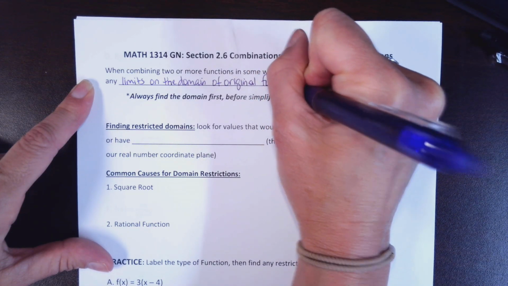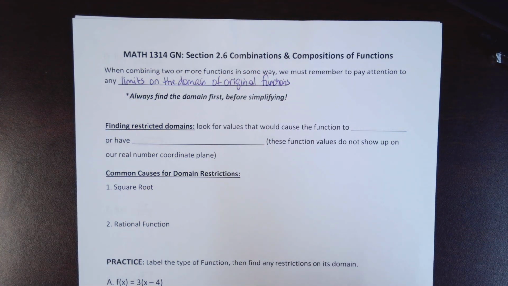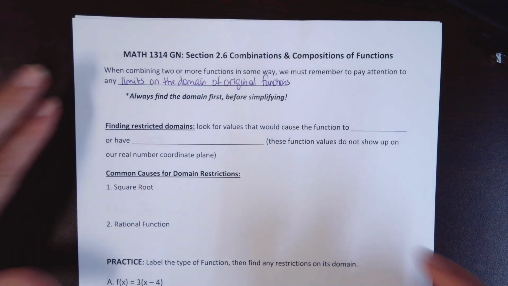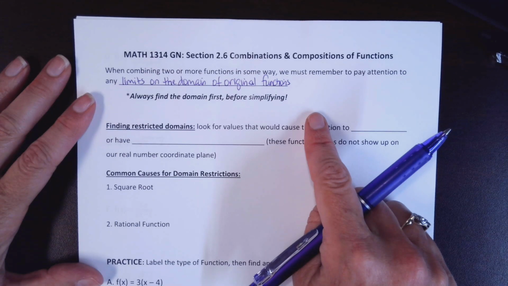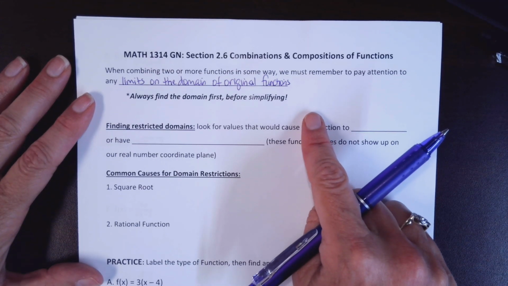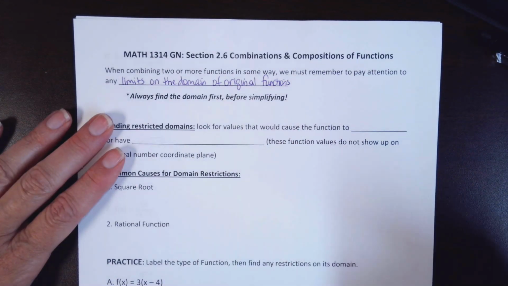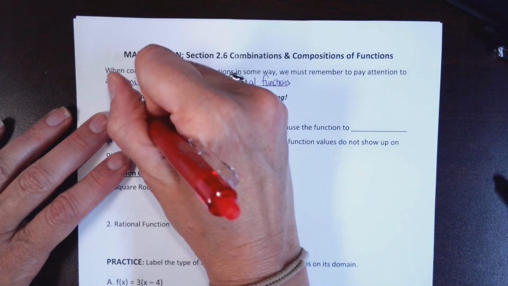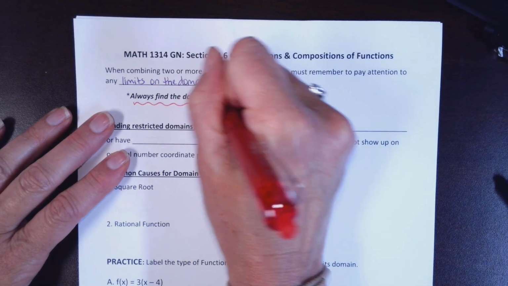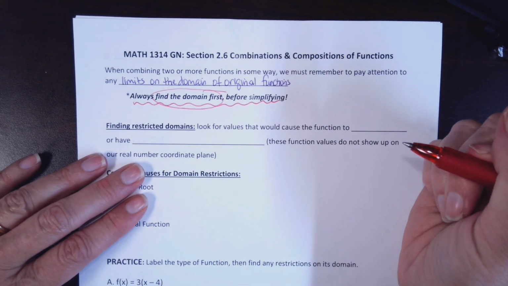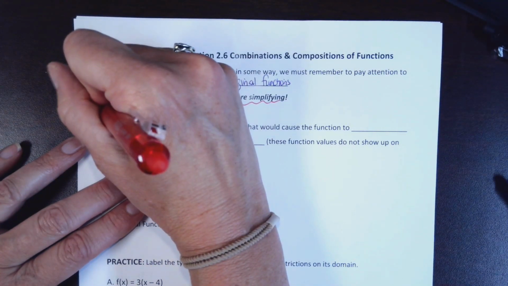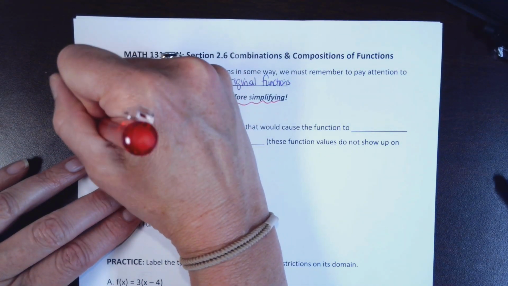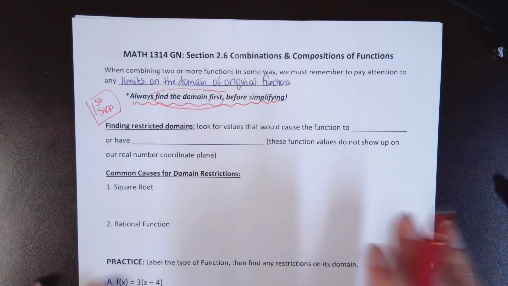If you have limits on your domain, like for those parent functions, some of our domains have limits of 0. Some of them are all real numbers. If you have limits on the domain of the original functions, that is going to affect the domain of the function you end up with when you combine. So, first step here, always find the domain before you simplify and combine the functions. Always find the domain first.